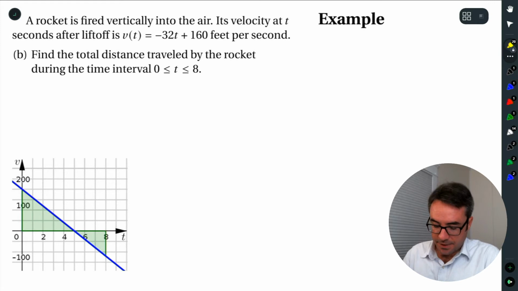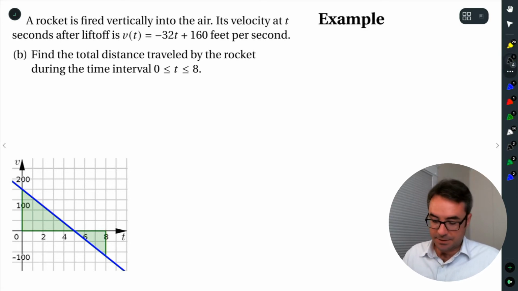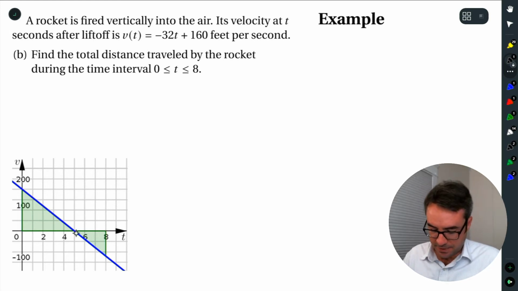And so for this, it's going to be helpful for calculation purposes to think of it in terms of, let's find the area for this region and the area for this region, and just add those two results together. To help with this, we need to figure out, where do we change direction? Our rocket's moving around, and we want to know where we actually change direction. And we can see that right here at t equals 5.